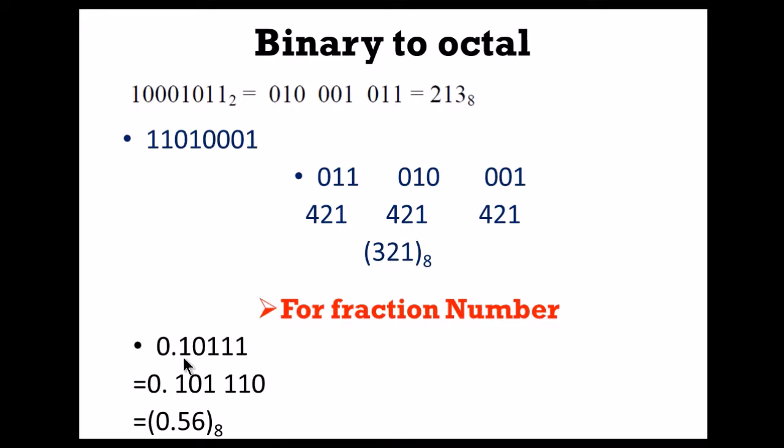Suppose we have a fraction number 0.10111. What we are doing is converting this number into segments of 3 digits. So 101 will be one 3 digit segment, and finally 11 will be there, and as there is nothing after it, we write a 0. So 110. So in 4 2 1, 101 means 5, and 110 means 4 plus 2, which means 6. So the equivalent of 0.10111 in octal number is 0.56.